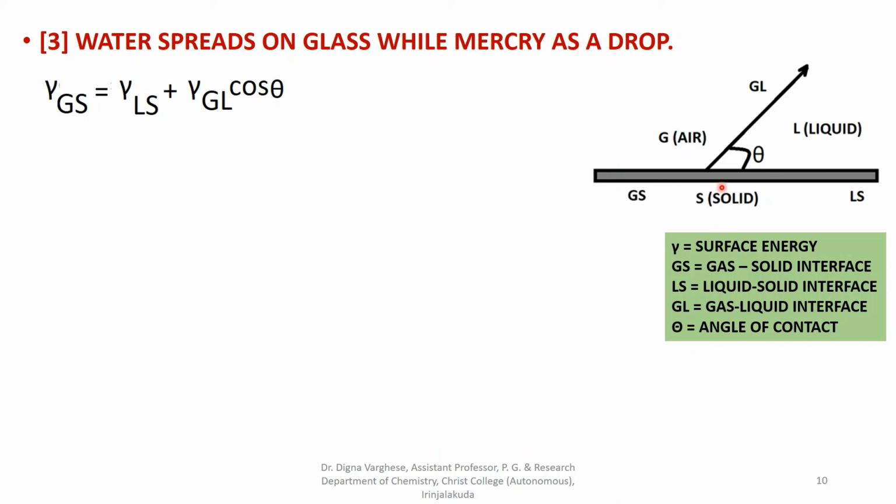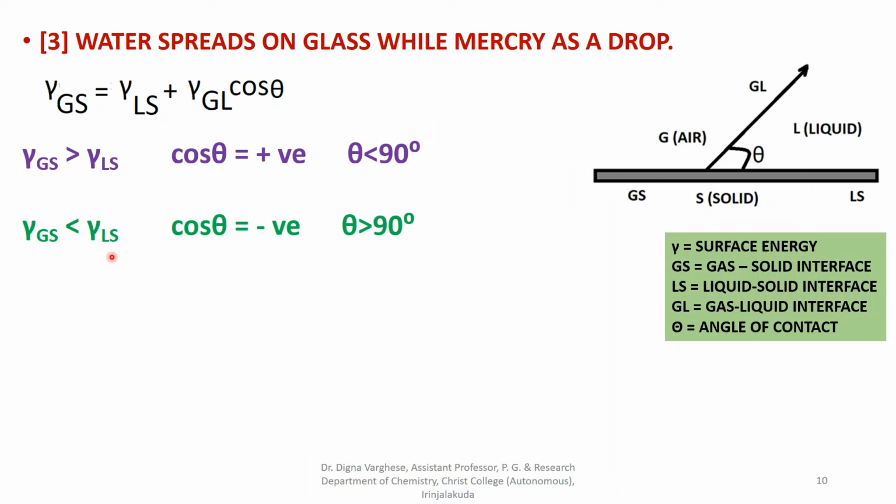If gamma GS is greater than gamma LS, cos theta is positive, that is theta is less than 90 degree. If gamma GS is less than gamma LS, cos theta will be negative and theta is greater than 90. We know if theta is greater than 90 degree, that means the liquid does not wet the surface. If theta is less than 90 degree, the liquid wets the surface.